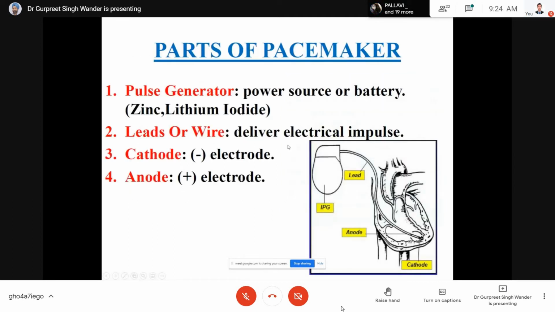So, just to remind you, this is the pulse generator. Normally, pulse generators are now about half the size of the fist of the hand, and they are implanted here. The ICDs, which I'll talk to you about later, are actually even bigger because they have to give more energy. They're generally lithium iodide.